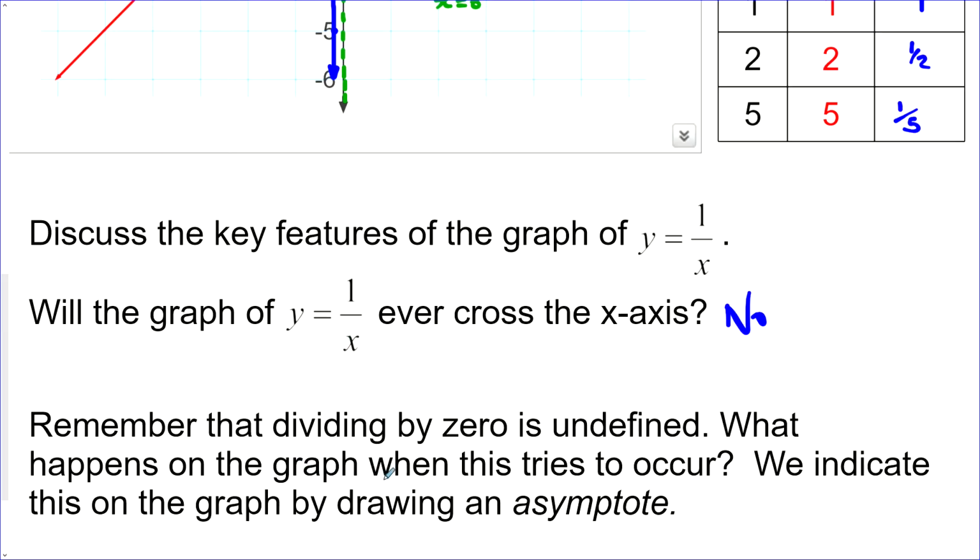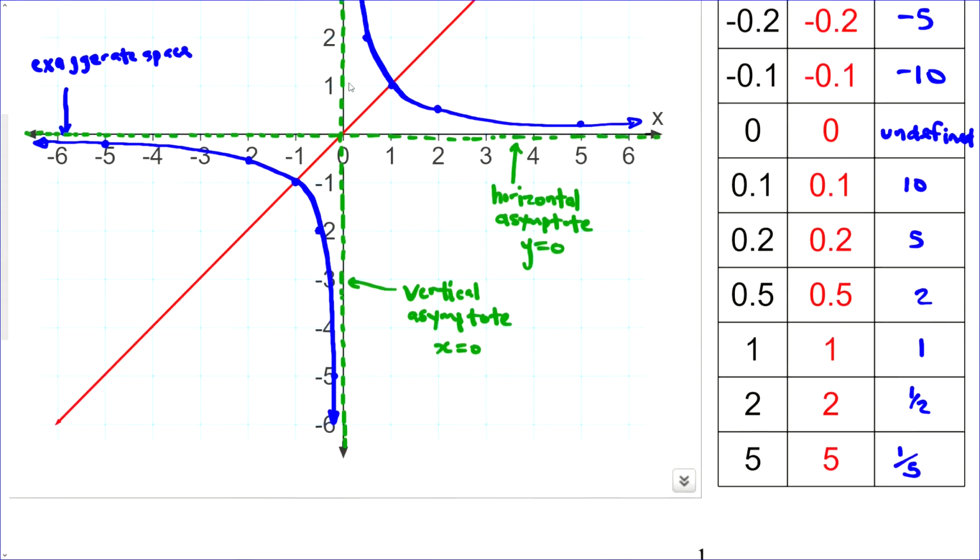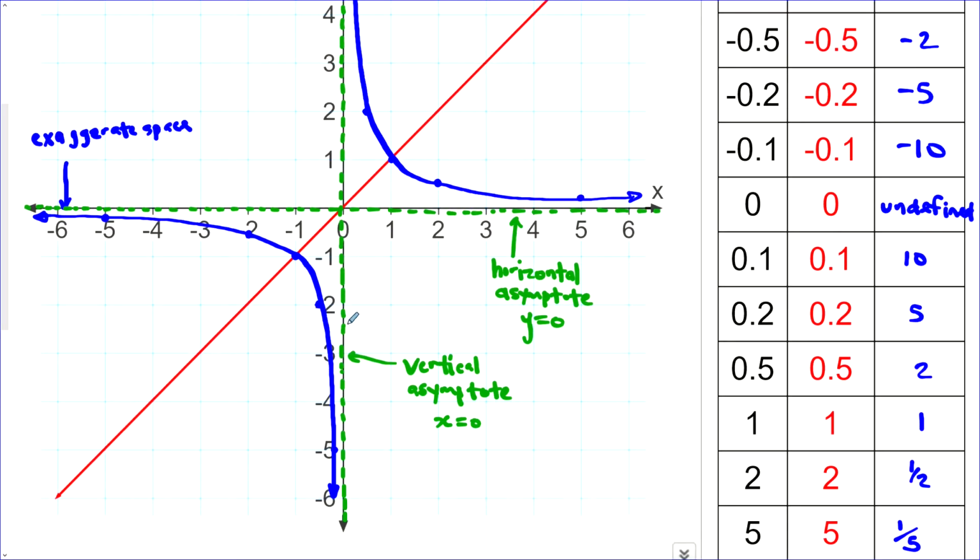What happens on the graph when we try to divide by 0? Well, it shoots downwards and comes from up very high, positive infinity. So we indicate this by drawing an asymptote. This vertical line here, drawn in dotted green, is our vertical asymptote. Its equation is x equals 0. This horizontal line here is our horizontal asymptote, and its equation is y equals 0.